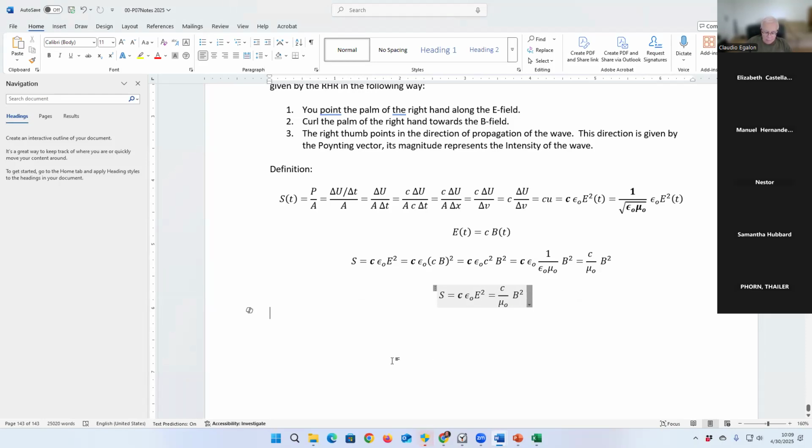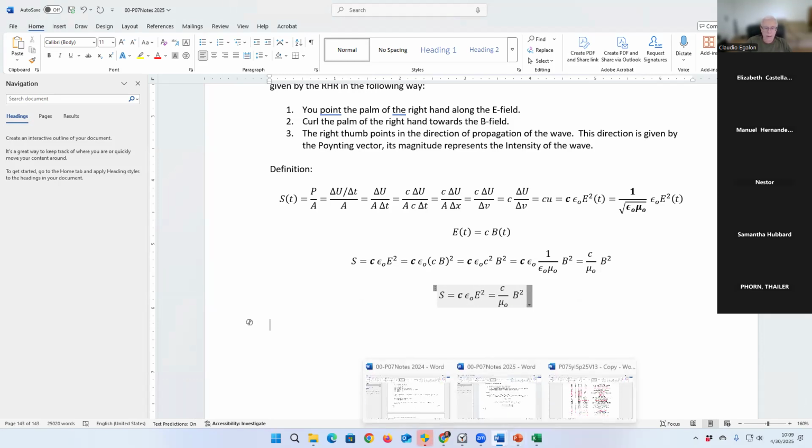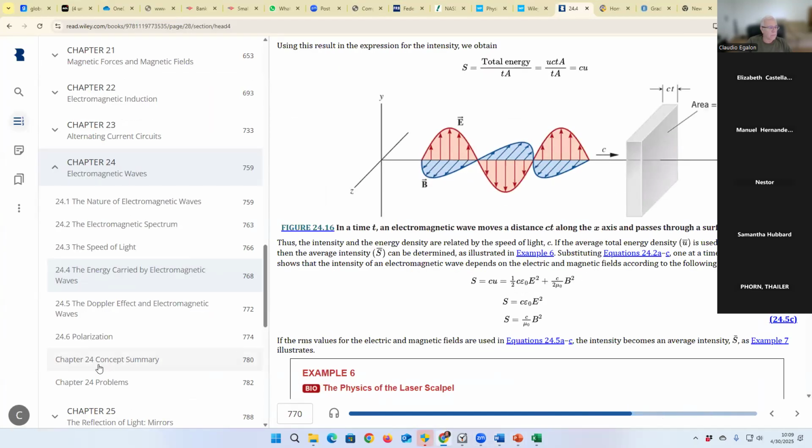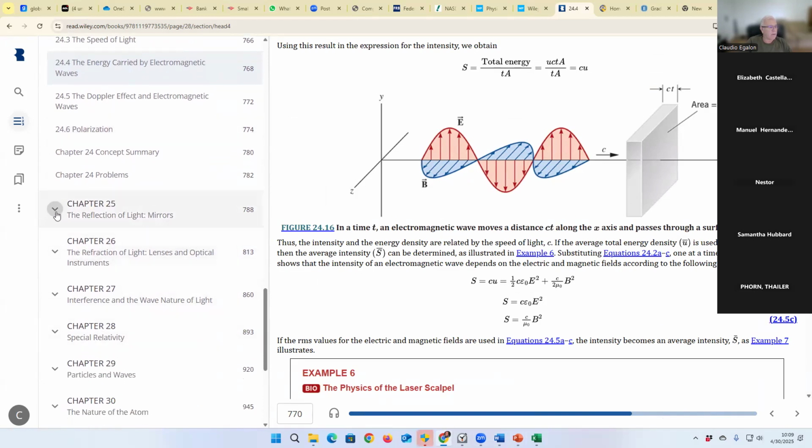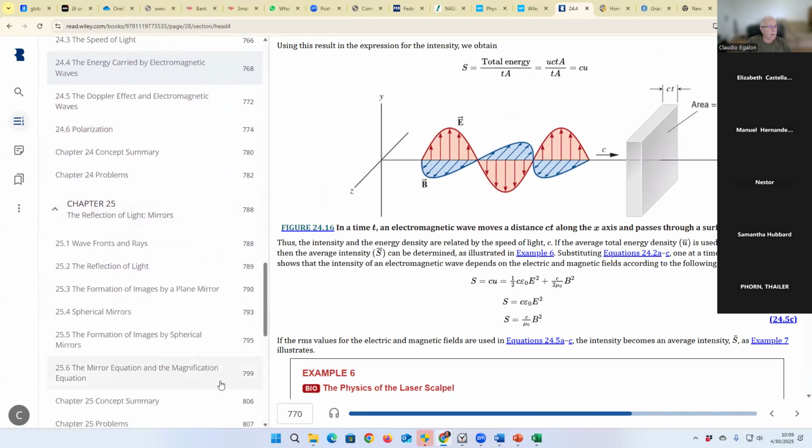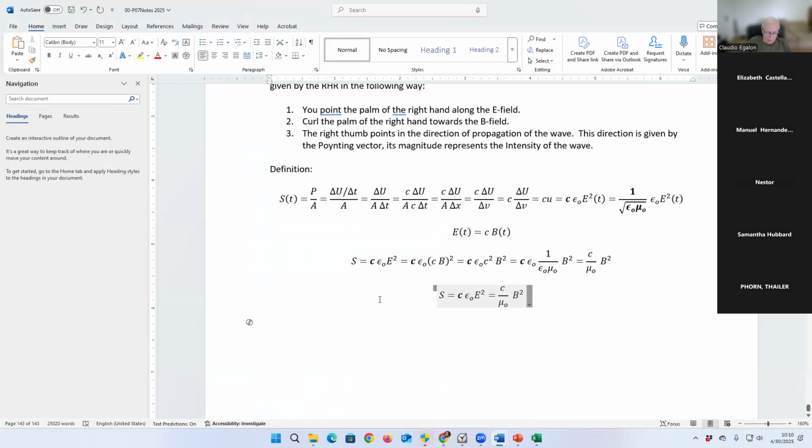And now we can go to the next chapter. That's going to be chapter 25, reflection of light by mirrors. Okay, that's a nice chapter. Chapter 25, reflection of light by mirrors.